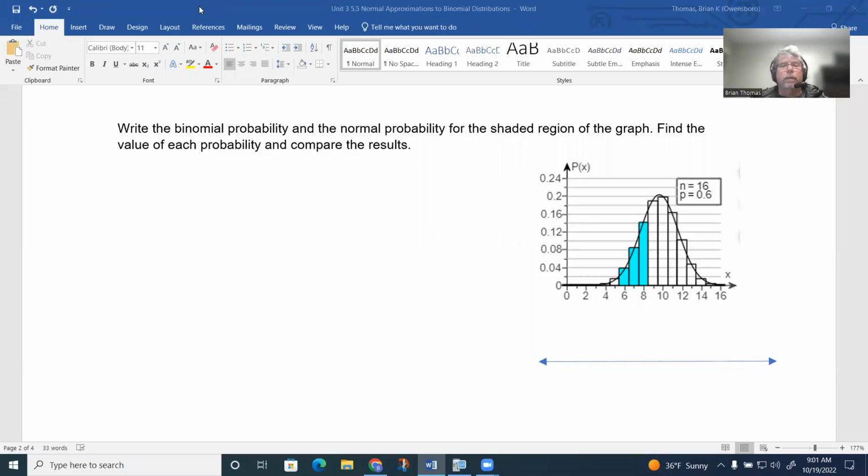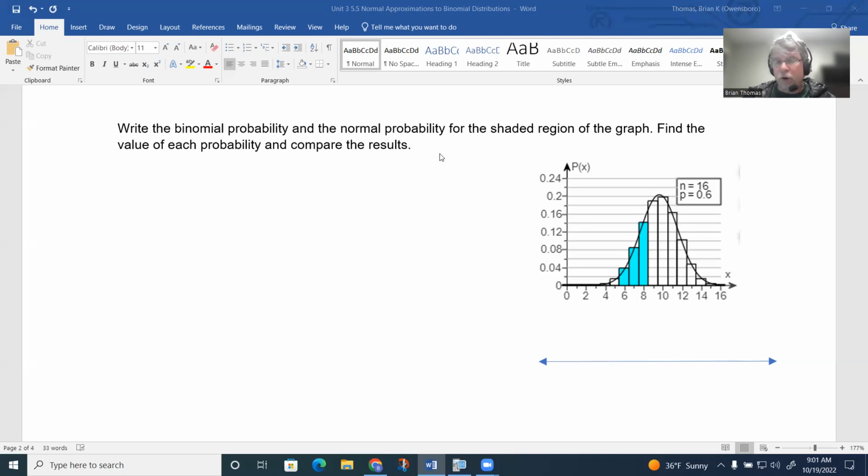So let's look at an actual graph and see if we can change the binomial histogram graph into a normal distribution graph and use that as a way to determine the probability. So our question says, write the binomial probability and the normal probability for the shaded region of the graph. Find the value of each probability and compare the results.